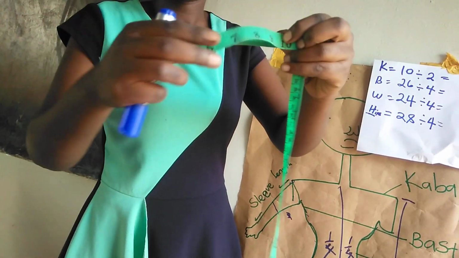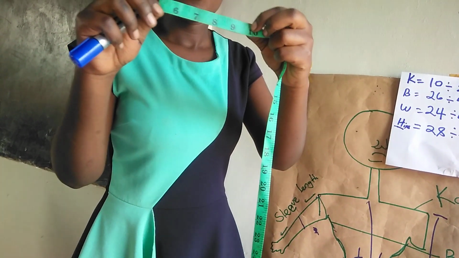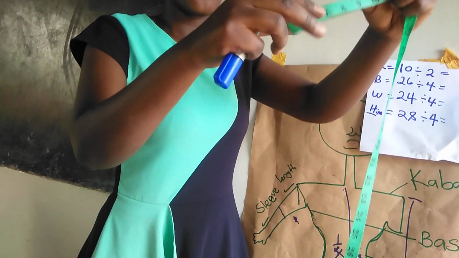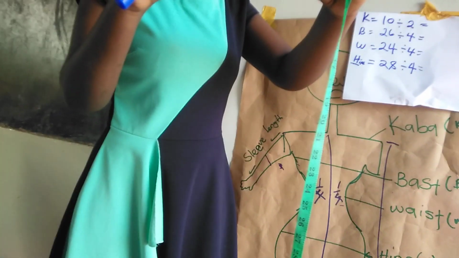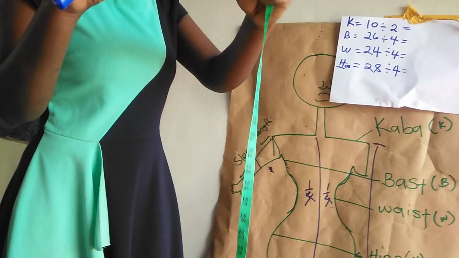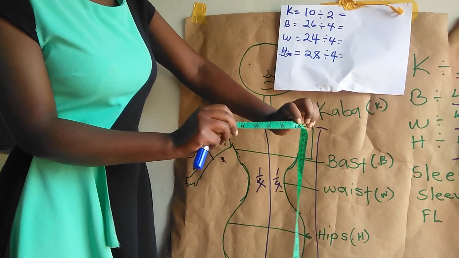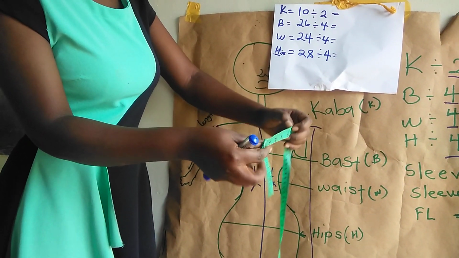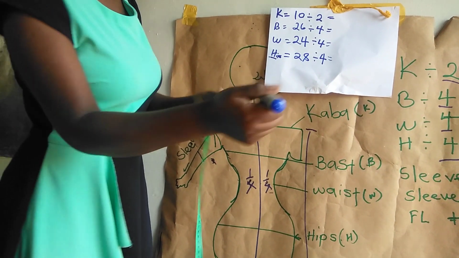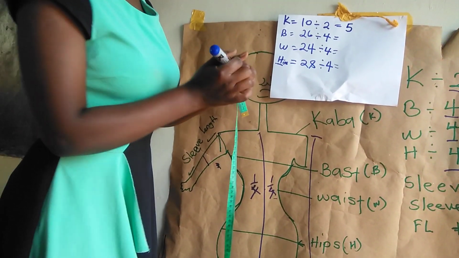Now here you have divided by 2. Have you got it? So this is your 5. After dividing and you open, it is 5. Meaning for the cover we have got 5. And we go to the bust.